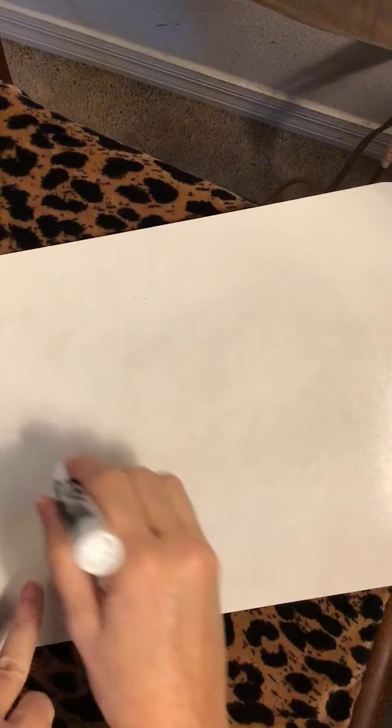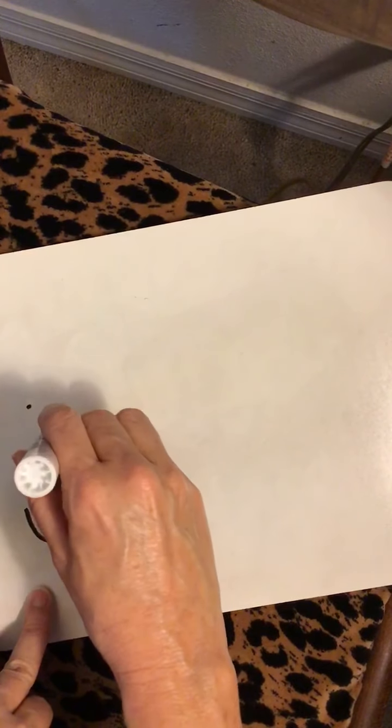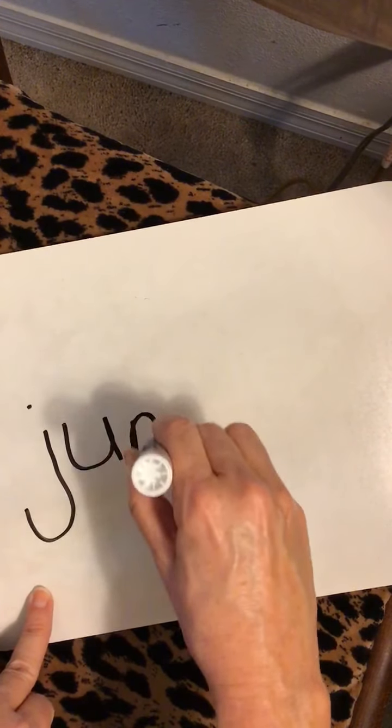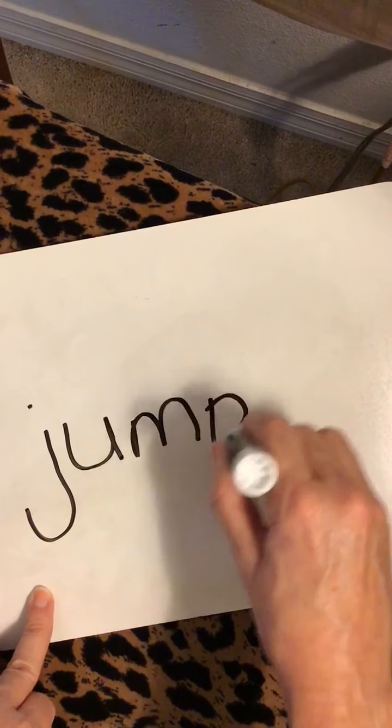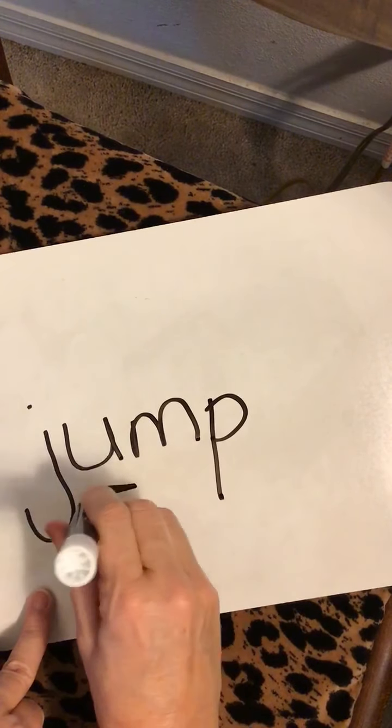Now, I want us to remember that the sound can be at the beginning or it can be in the middle. So I want you to stand up for a minute and say the word jump. Can you say jump and jump up in the air? Jump is j, u, m, p, jump. So that U is right in the middle of the word.